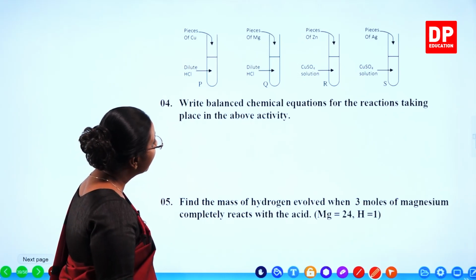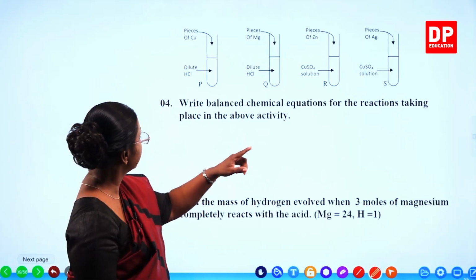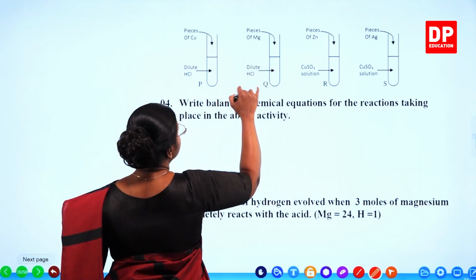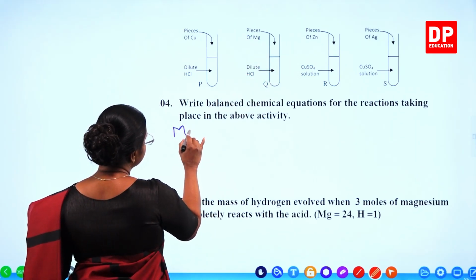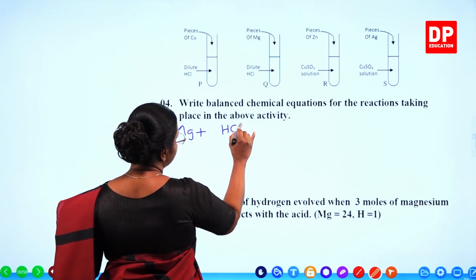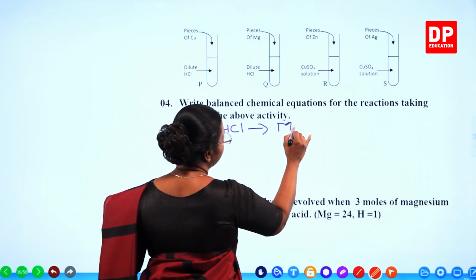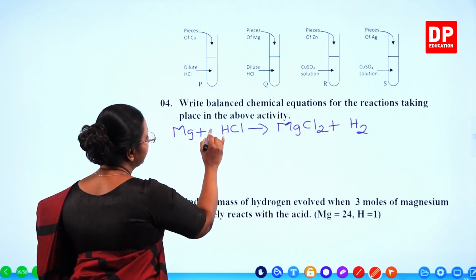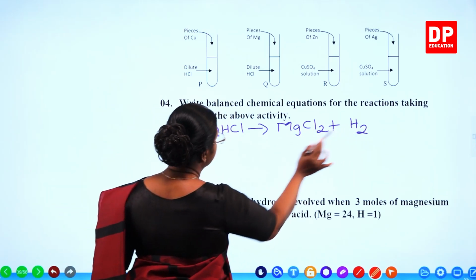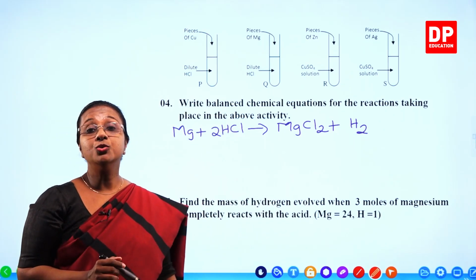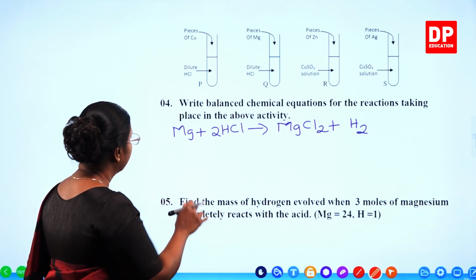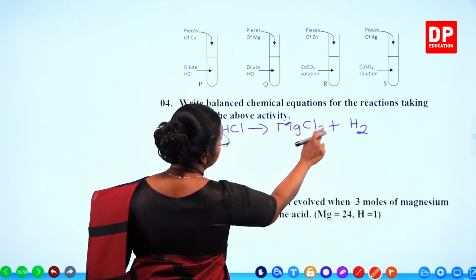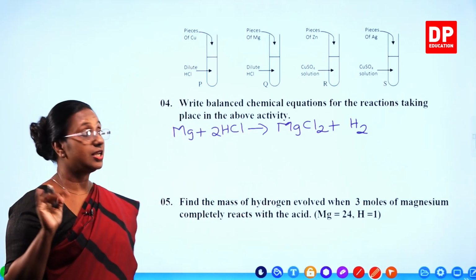Fourth one, write balanced chemical equations for the reactions taking place in the above activity. So, one reaction took place here. What is that? Magnesium with HCl gives rise to magnesium chloride and H2 gas. Now, you are very familiar with balancing because 2 chlorines and 2 hydrogens, we put it as 2 HCl. You can remember that. Magnesium 1, 1, 2H, 2H, 2 chlorines, 2 chlorines. So, that is the balanced equation.